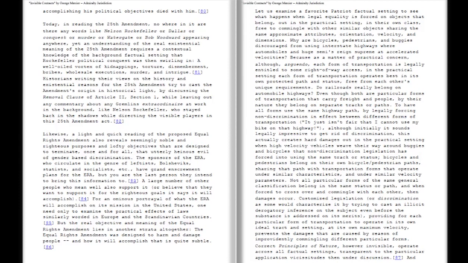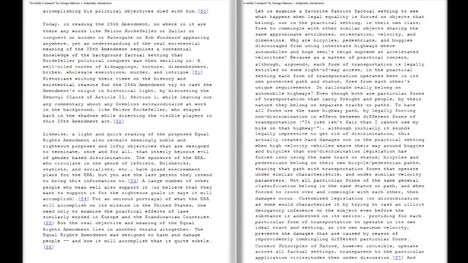83. A large number of other people who mean well also support it, or believe that they want to support it for the righteous goals it says it will accomplish. 84. For an ominous portrayal of what the ERA will accomplish on its mission in the United States, one need only examine the practical effects of laws similarly worded in Europe and the Scandinavian countries.